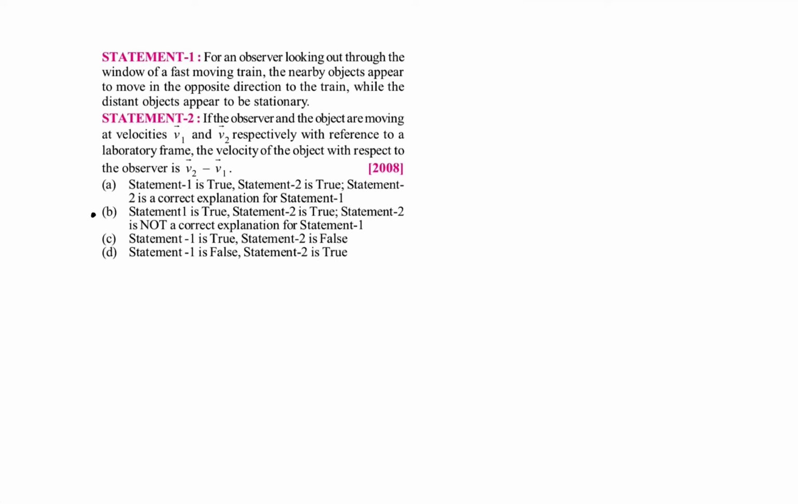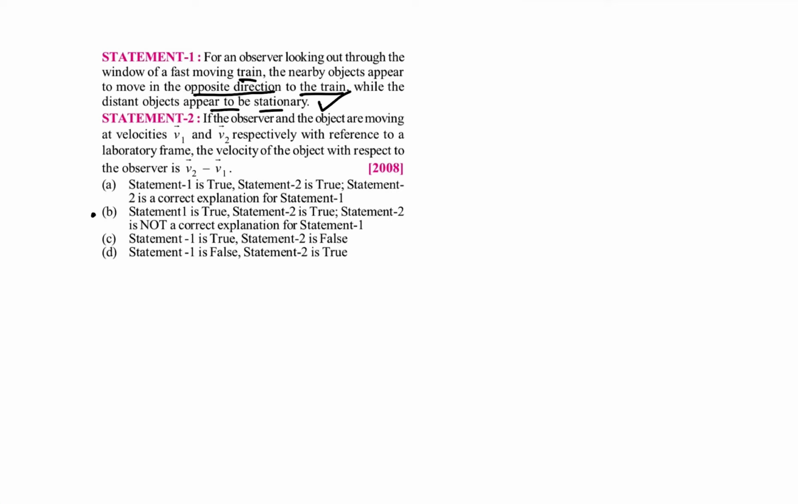Next one, for an observer looking out through the window of a fast moving train, the nearby objects appear to move in opposite direction to the train, while the distant objects appear to be stationary. Obviously, you can see whenever we are moving, nearby objects we feel that they are approaching and going past. If you see any star in the sky, any moon in the sky, or any very far hill, you can see that it will stay there only. Nothing but this is correct only, whatever they have given.